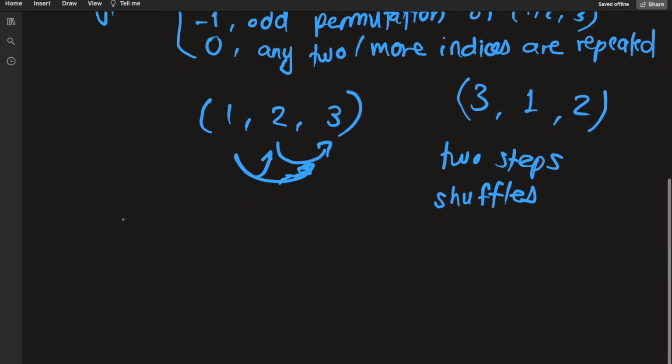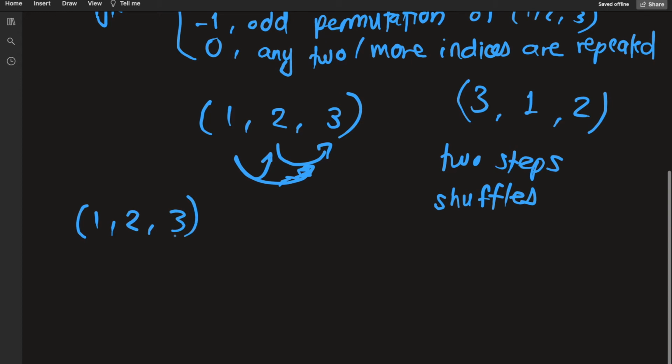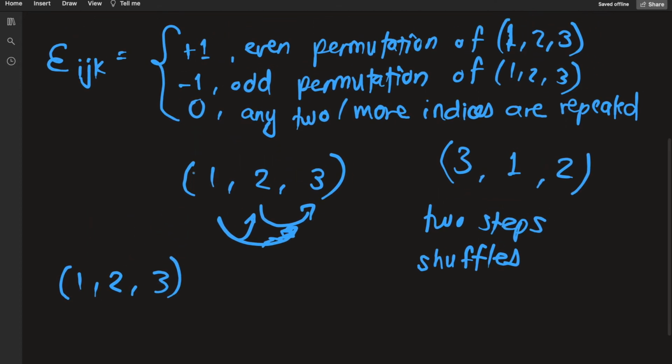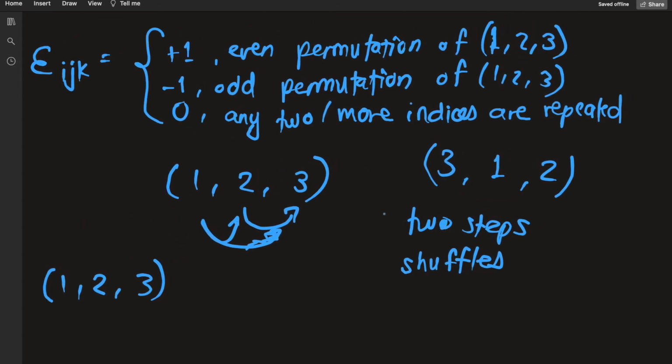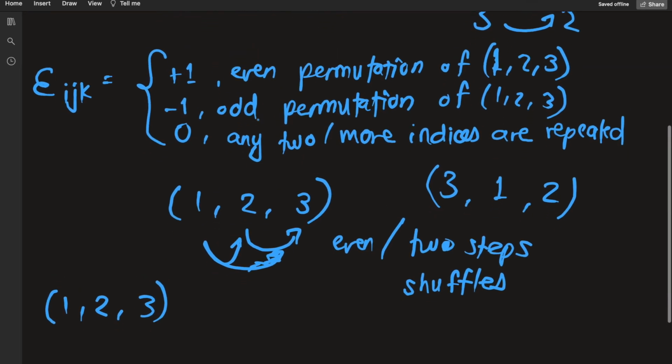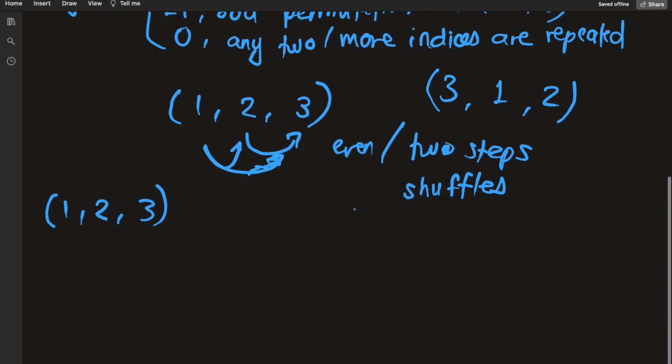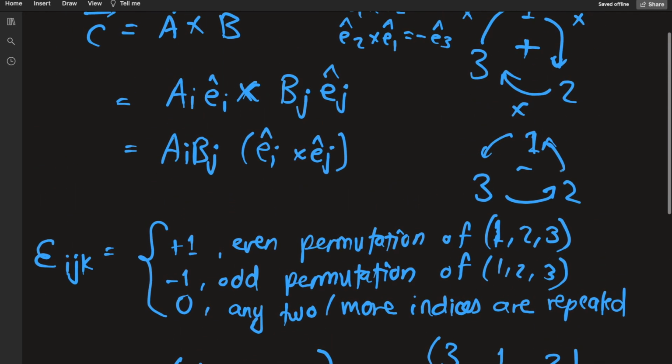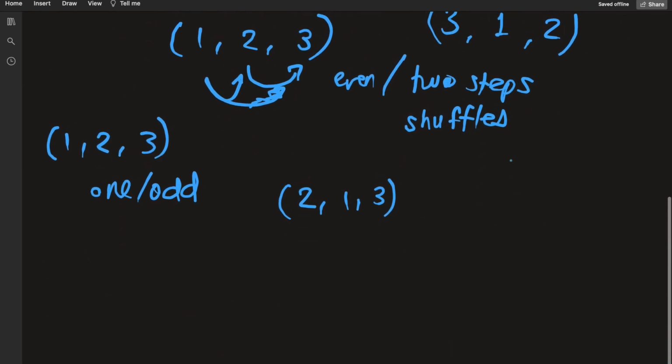An odd permutation means not an even number of steps. Even permutation means even steps or even shuffles. In odd permutations, you can either do 1 shuffle or an odd number of shuffles. So either 1 shuffle, like changing 1 and 2, you get 2, 1, 3, and you see 2, 1, 3 is in this negative cycle.